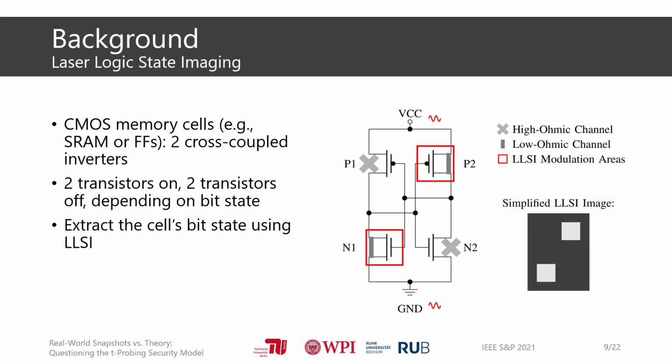You can imagine that if the opposite bit state is stored in the cell, top left and bottom right transistors will be switched on and the response image would be simply flipped. So to sum up, LLSI is capable of capturing snapshots of on-chip memories.